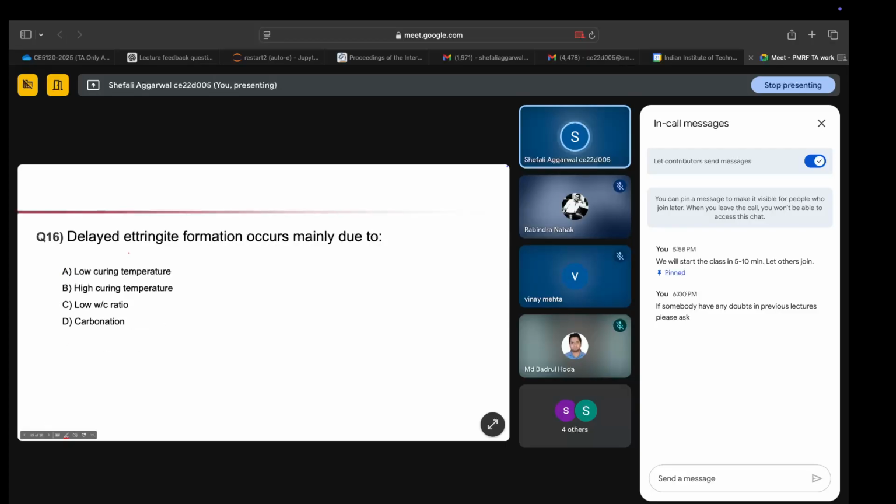Next question is, delayed ettringite formation occurs mainly due to low curing temperature, higher curing temperature, low water cement ratio or carbonation. C. B. C, low water cement ratio. No, we are talking about delayed ettringite formation. Yeah, B. B, correct. It will be mainly due to higher curing temperature. So if your curing temperature is higher than 70 degrees Celsius, in that case there are chances of ettringite formation in your concrete system.